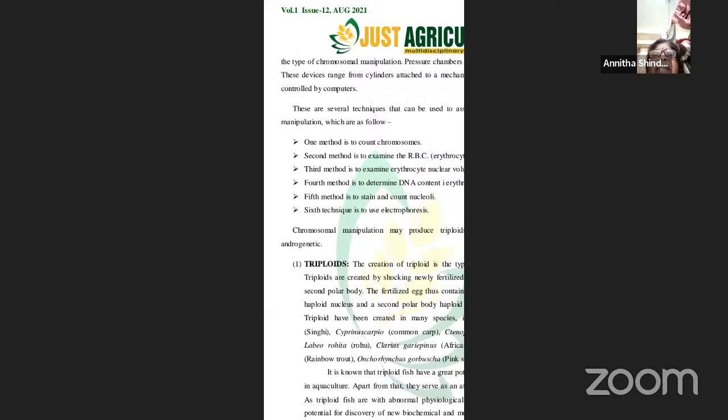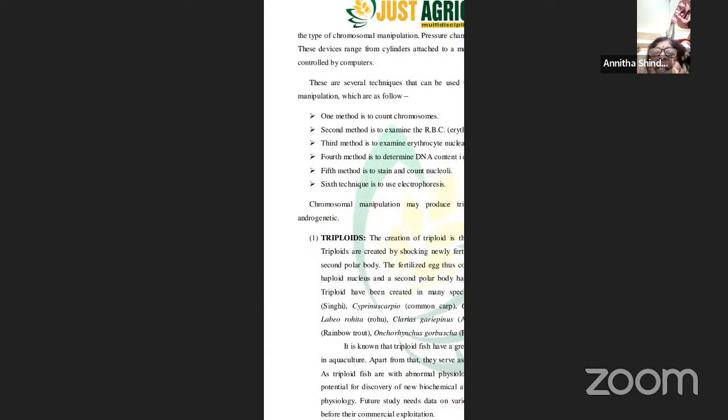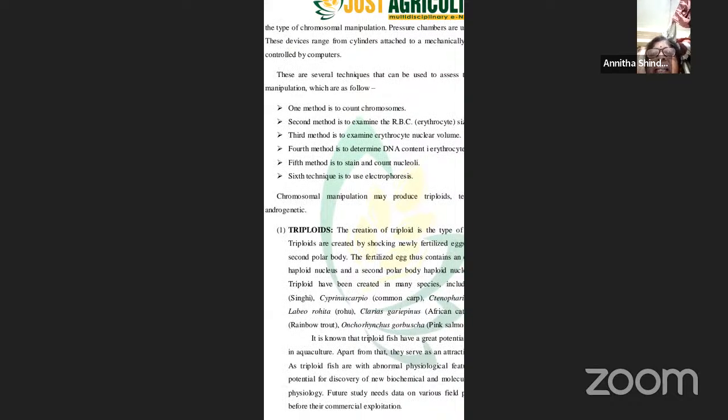So there are several techniques that can be used to assess the success of the chromosomal manipulation. One method is to count the chromosomes. The second method is to examine the RBC. The third method is to examine the erythrocyte nuclear volume. The fourth method is to determine the DNA content in the erythrocytes. The fifth method is to stain and count the nucleoli. And the sixth technique is to use electrophoresis. So these are the various techniques to assess the success of the chromosomal manipulation.